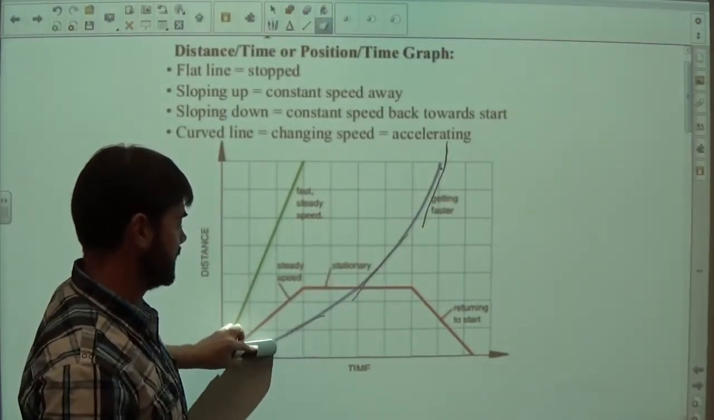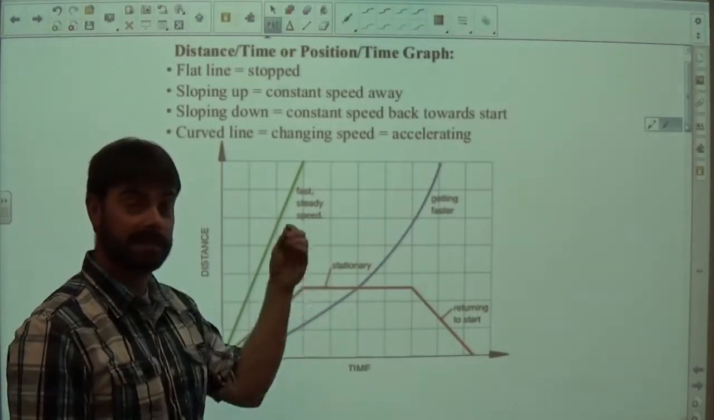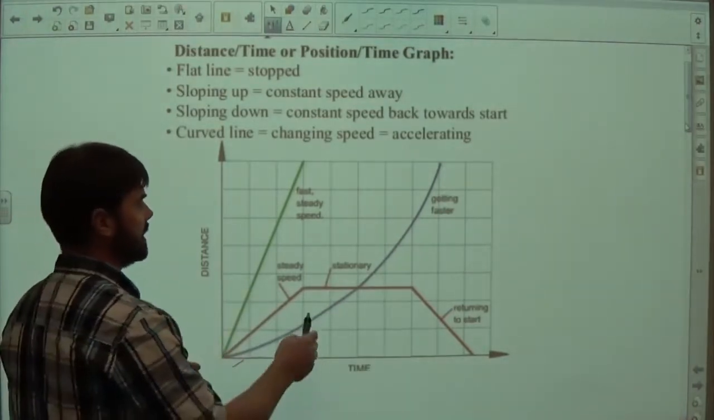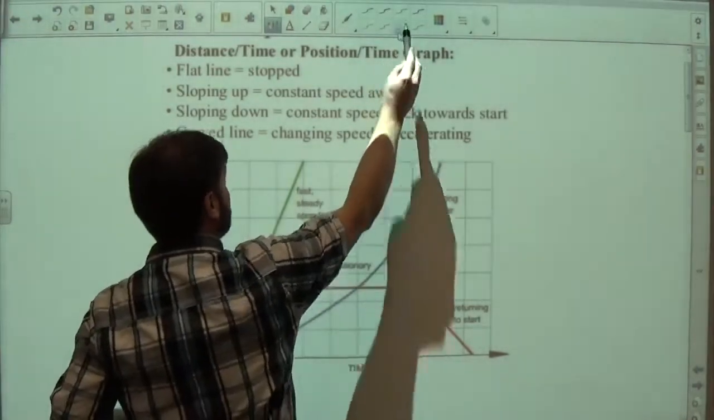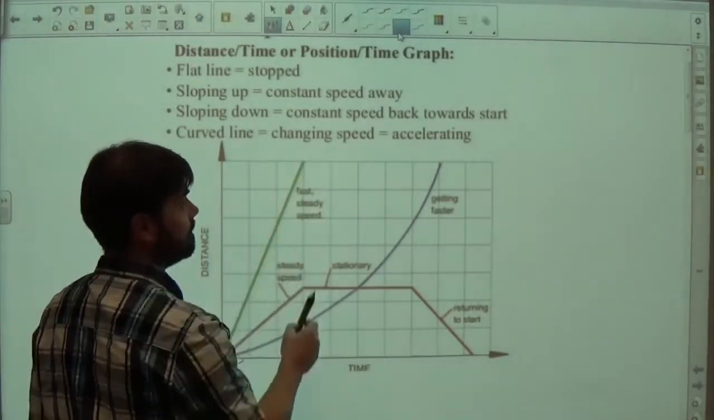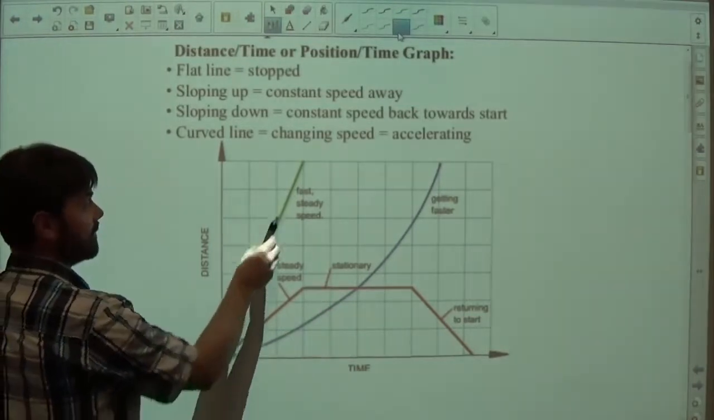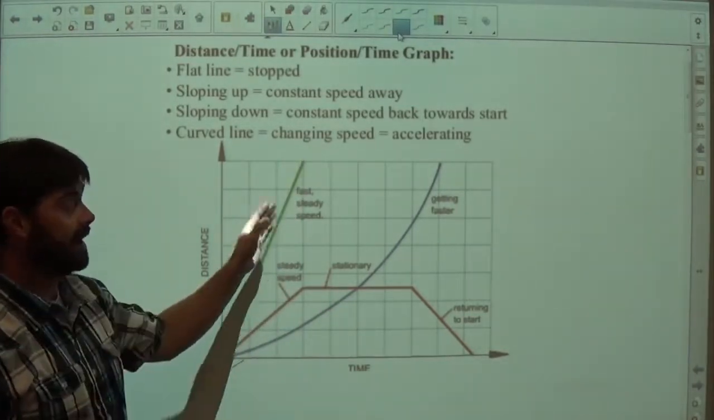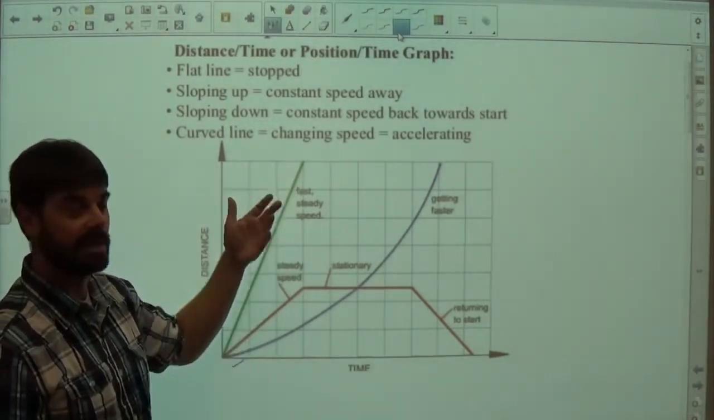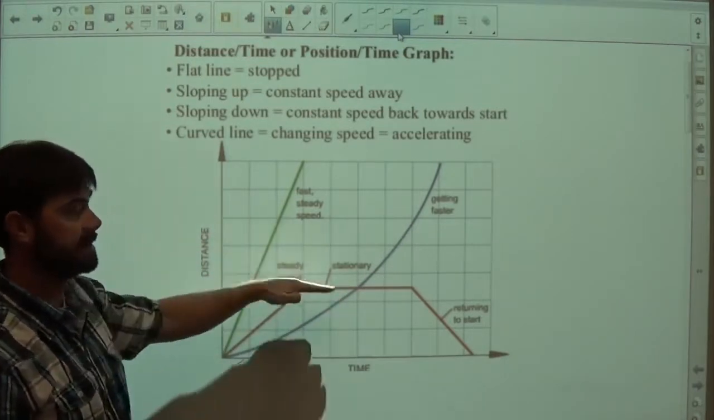Now, if you wanted to see what a graph looked like for an object that was slowing down, a deceleration, it's also going to be a curved line, but it's going to be curving the other way. I'll pick the green line here, for example. This object travels at a constant speed, and let's assume that it slows down and comes to a stop. So we know stationary is horizontal, no change in distance, no slope.